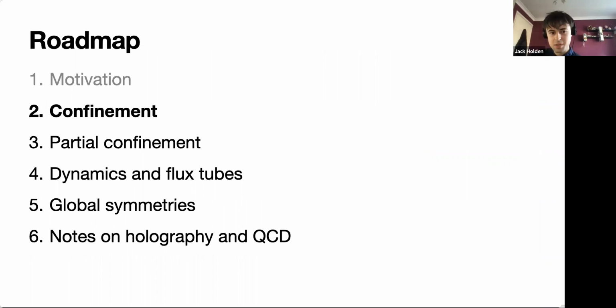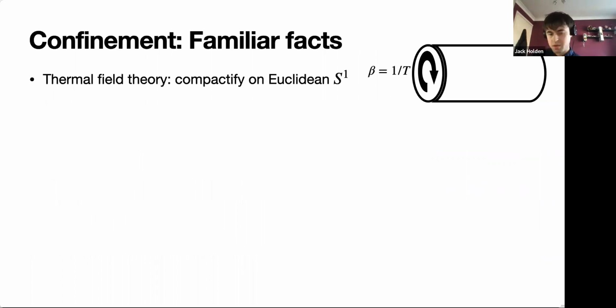So I'm going to cover some facts which I expect will be familiar about confinement that I'll use when investigating partial confinement. I can go into much more detail about any of these, but I intend to go through them quickly because I'm sure they'll be familiar. The first fact is that a temperature can be introduced into a theory by rotating to imaginary time and compactifying on a circle of circumference 1 over temperature. In this case, bosons will take periodic boundary conditions while fermions take anti-periodic boundary conditions.